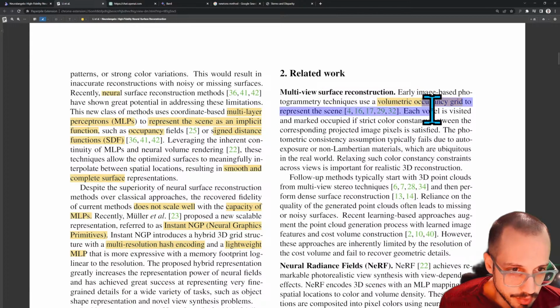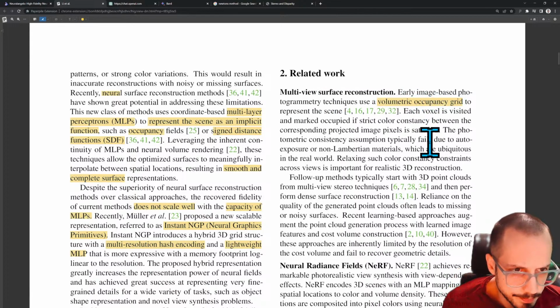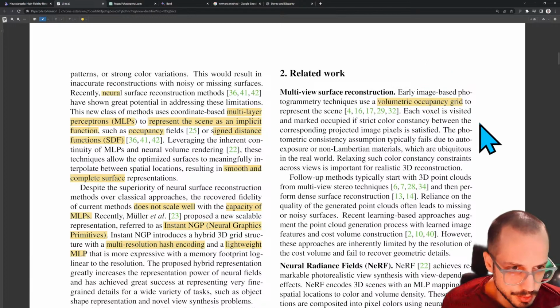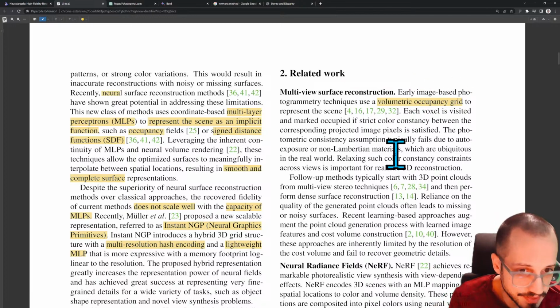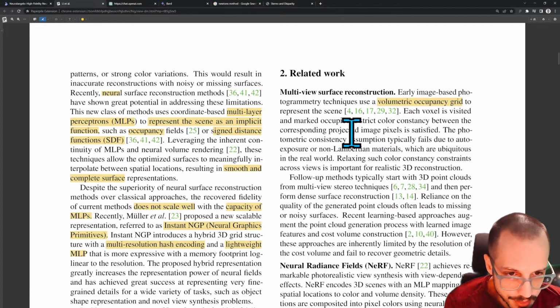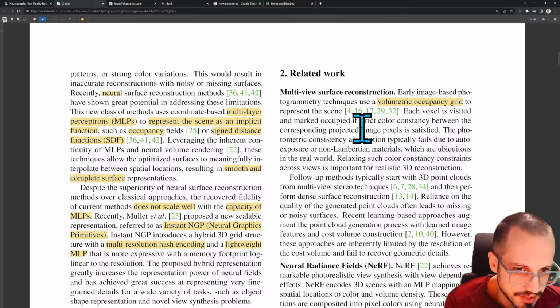Each voxel, where voxel is one little cube within that volume, it's not a square, it's 3D, is visited and marked occupied if strict color constancy between the corresponding projected image pixels is satisfied. Okay, so this is image-based photogrammetry, so it's going to be 2D images of the actual real thing. If you take each pixel in each of those 2D images and project them into that 3D volume, and the color inside this voxel corresponds to the color of the image pixel, then therefore there should be something inside this voxel.